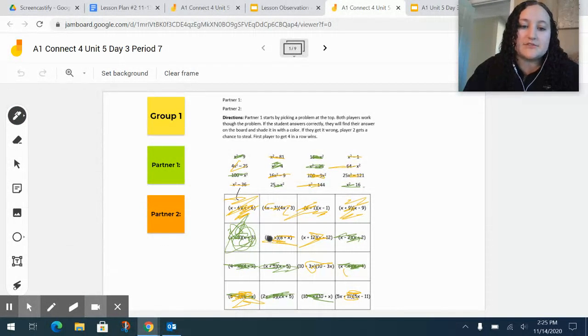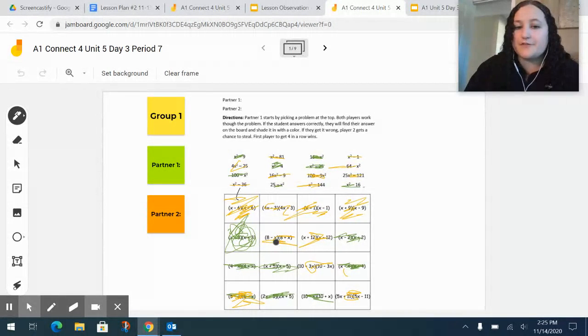And once they found their answer, they shaded it in. Partner 2 then would choose another problem, whether they could choose the one right next to it, or they could actually look at the problem and try to block their partner. So maybe they'd want to block this one. So they'd find, okay, which one matches up and actually work backwards with factoring, which is kind of cool.